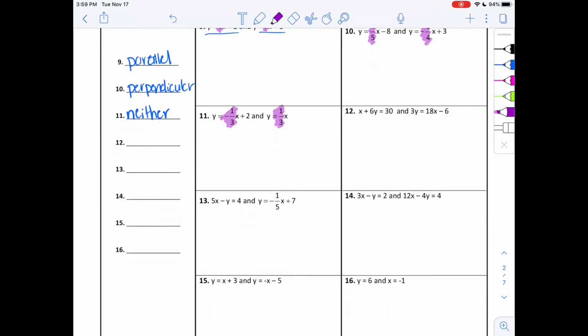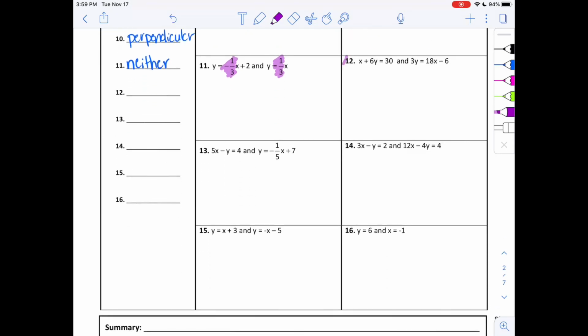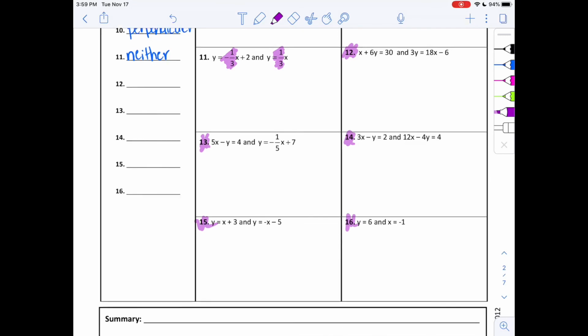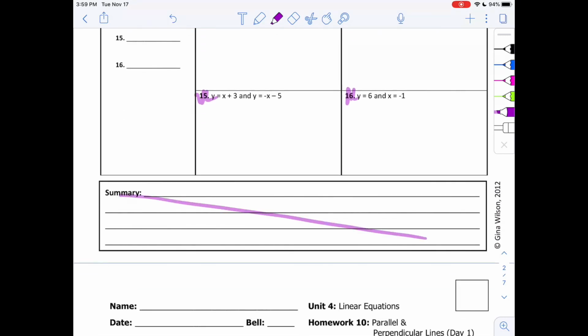Go ahead and highlight 12 through 16. And you can mark out the summary at the bottom of the page.